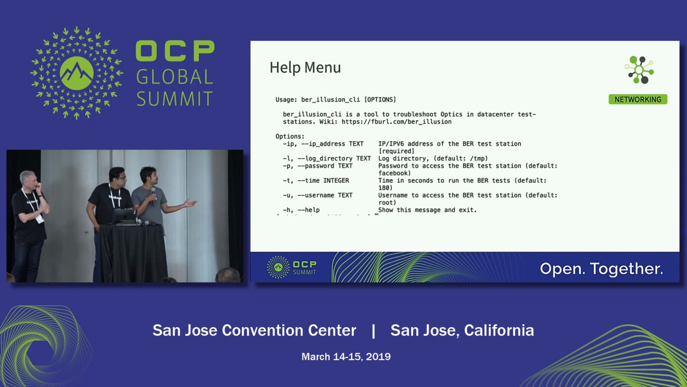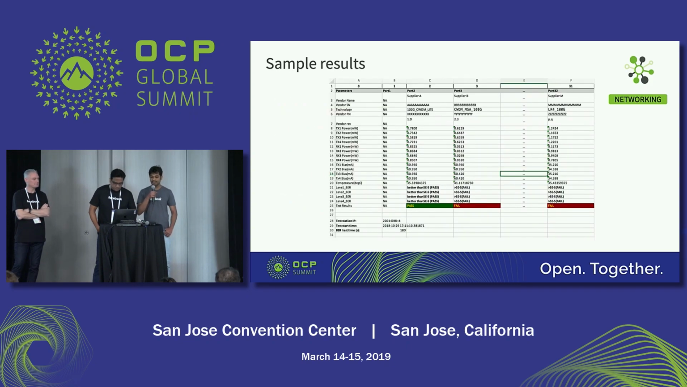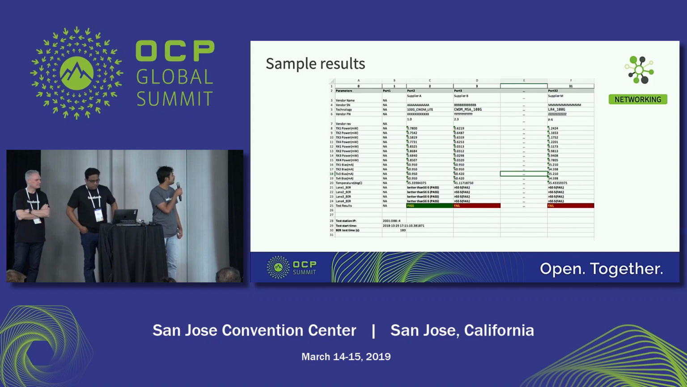So here is a simple mock-up of how the tool looks. The only mandatory parameter is the IP address for reachability. And you can have username, password for security and authentication. You can also have time, which is to configure how long the test should run, and log directories. Here is an illustration of how the results look.